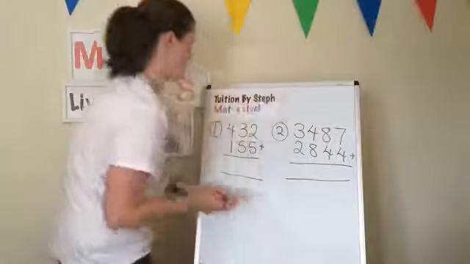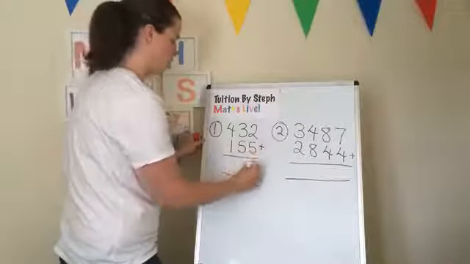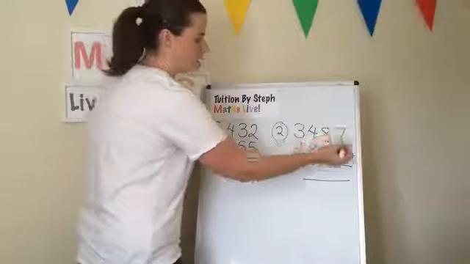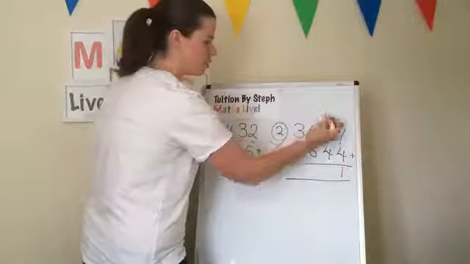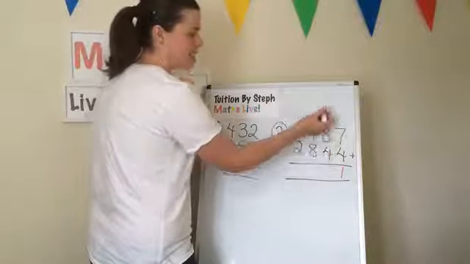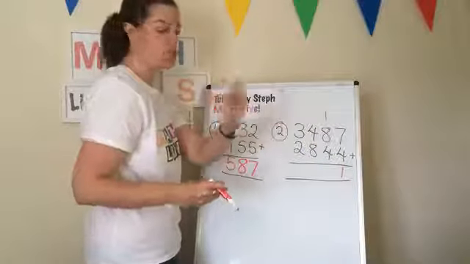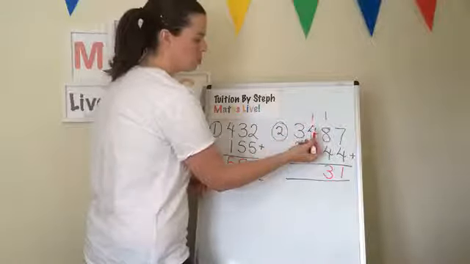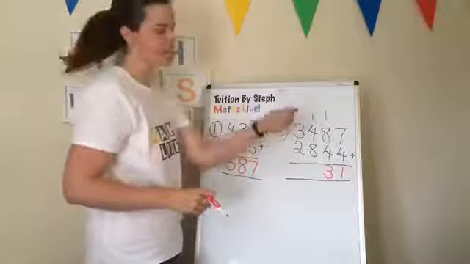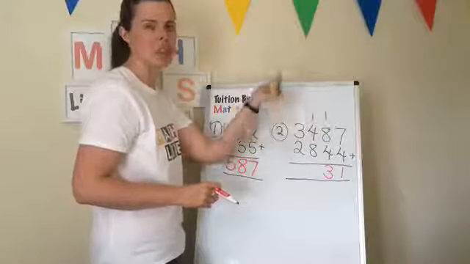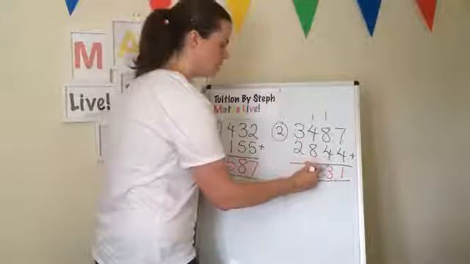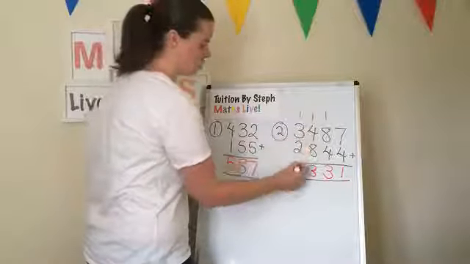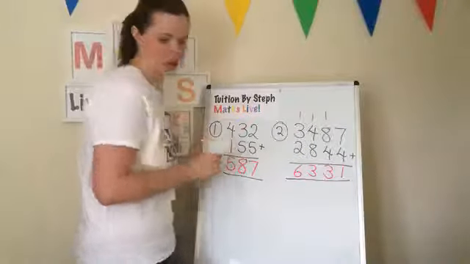Change pens, but it's really quick. So this one, 2 plus 5 is 7, 3 plus 5 is 8, 4 plus 1 is 5. Nice and easy. Now, 7 plus 4 is 11. And then we've got 8, 9, 10, 11, 12, 13. So we carry the 3 and the 1. And then we've got 1 plus 4, which is 5, plus 8, so 5, 6, 7, 8, 9, 10, 11, 12, 13. I've got a lot of 13s carrying today. And then 3 plus 2 plus 1 is 6. So 6, 3, 3, 1.